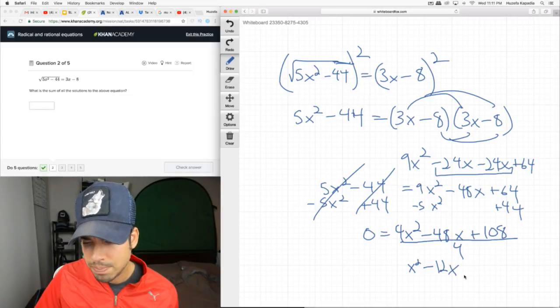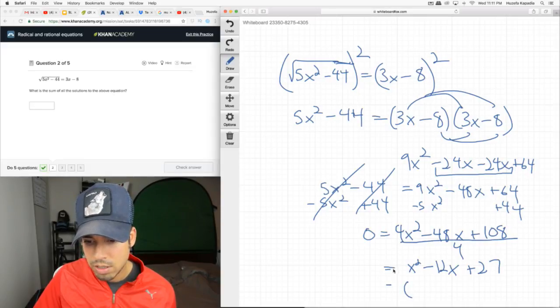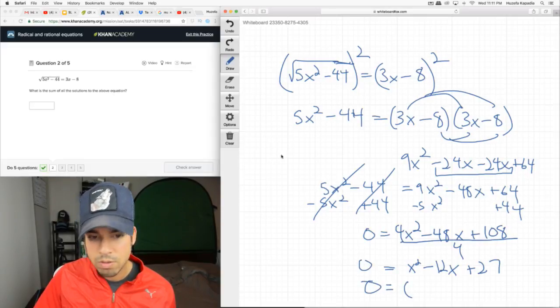108 divided by 4 is 27. This is a calculator question, so you could have used a calculator if you needed it. And then I'm going to factor this, right? This is equal to 0.